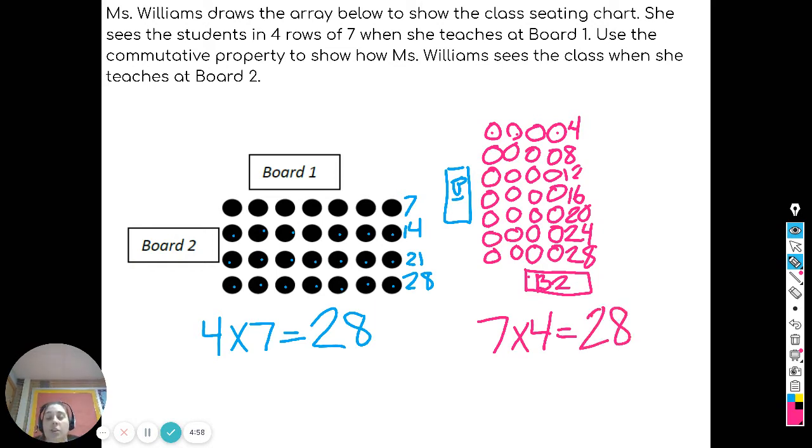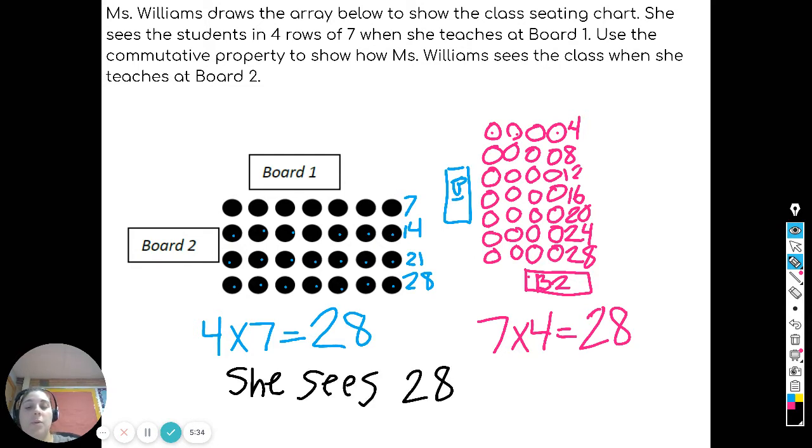So we use the commutative property to show how she sees the board when she teaches from board 2. And no matter which way she teaches from, she still has those 28 students. So we read the problem, we drew it, we wrote an equation, and now we need to write the answer. Okay, she sees 28 students while she teaches.